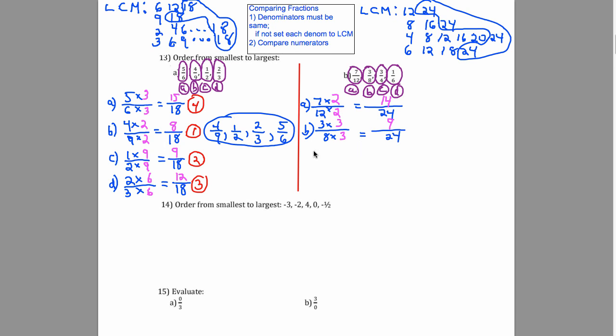Proceeding to fraction C. Fraction C is 3/4. We need to multiply the 4 times what to get 24? That's right, we're going to multiply by 6. So we'll multiply the top by 6 as well. And 3 times 6 is 18. Finishing with D, we have the fraction 1/6.